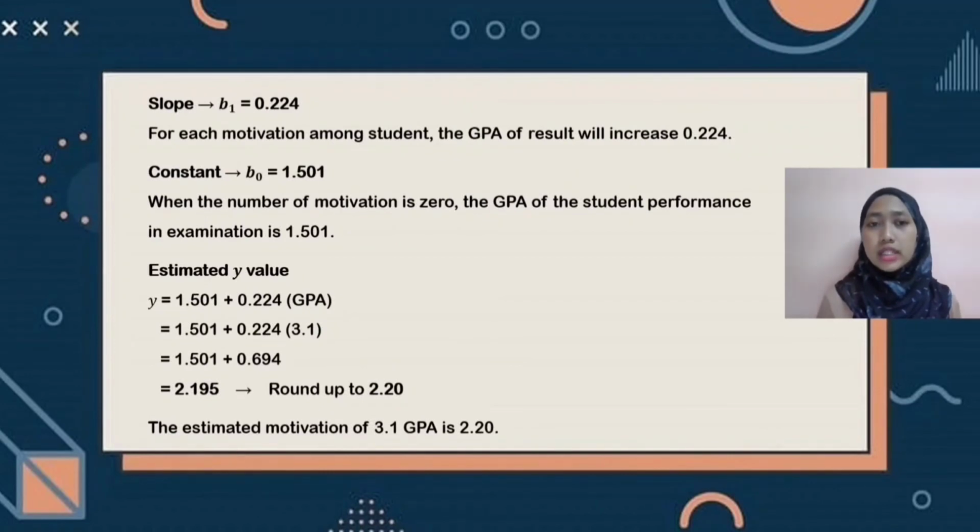Slope B1 equals 0.224. For each unit of motivation among students, the GPA result will increase by 0.224. Constant B0 equals 1.501. When the motivation is 0, the GPA of the student's performance in examination is 1.501. Estimate the Y value. Y equals 1.501 plus 0.224 times 3.1, equals 2.195. It is rounded up to 2.20. For an estimated motivation of 3.1, the GPA is 2.20.